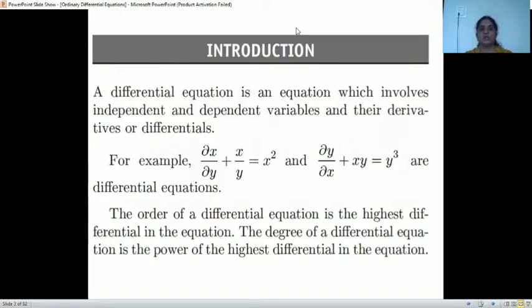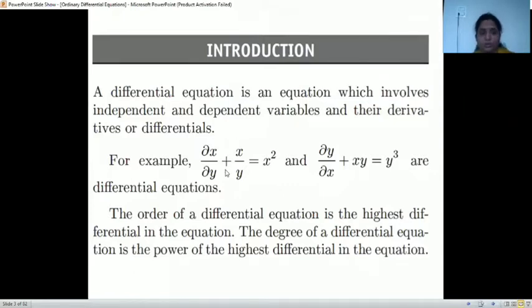So we start with introduction. A differential equation is an equation which involves dependent and independent variables and their derivatives. The equation which is having dependent and independent variables and derivatives in it is called a differential equation. For example, examples I have given to you. These are the differential equations, right?